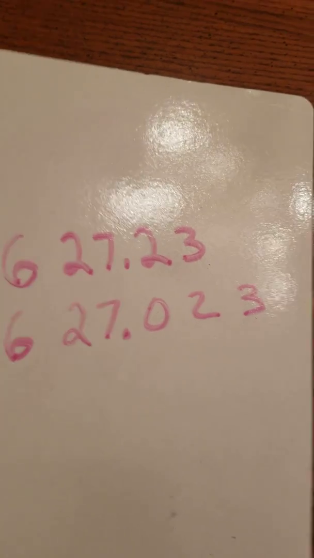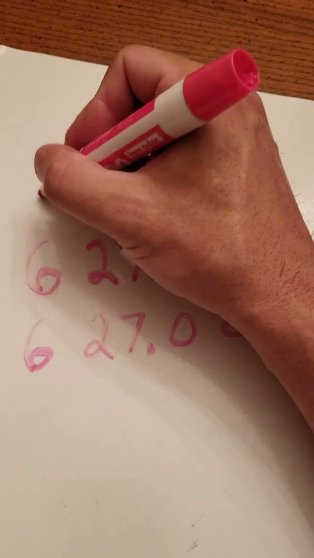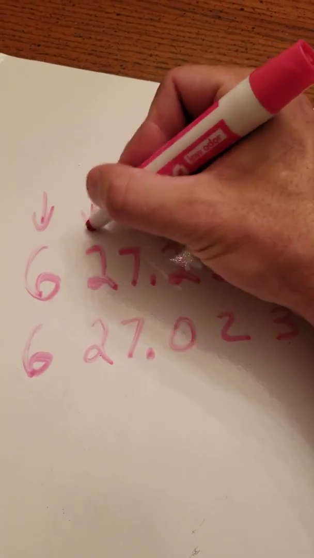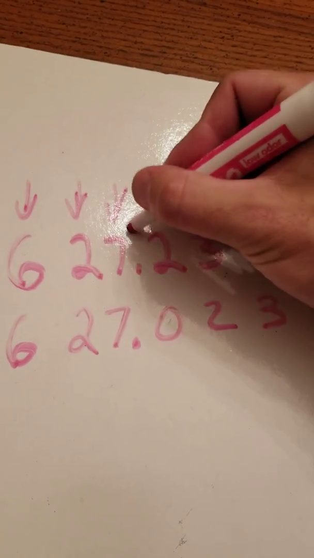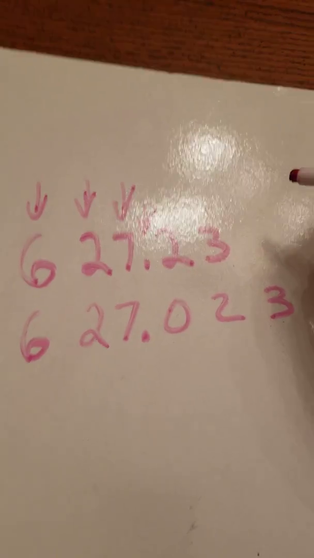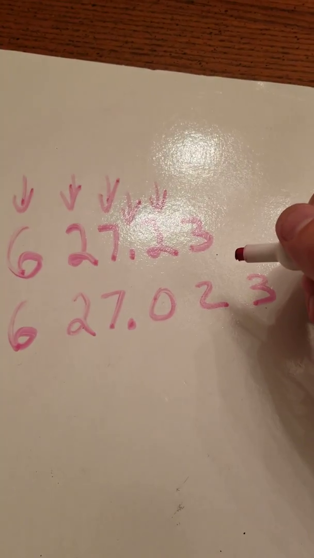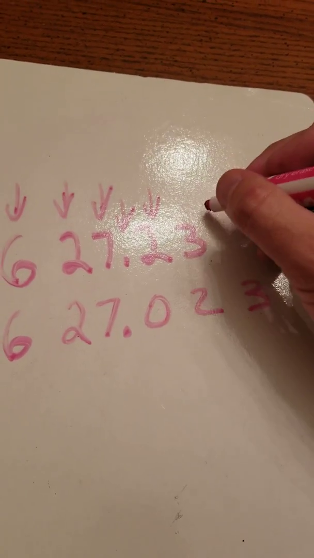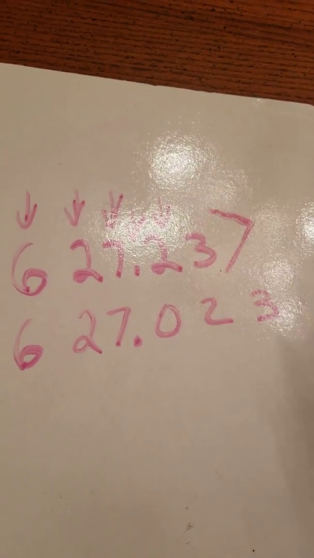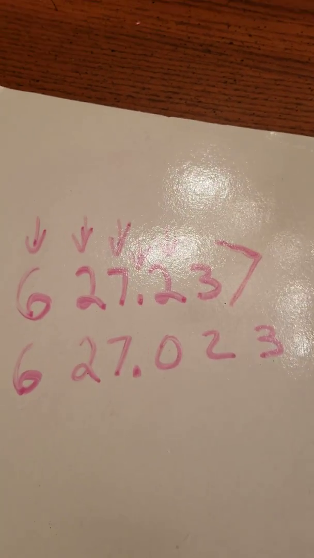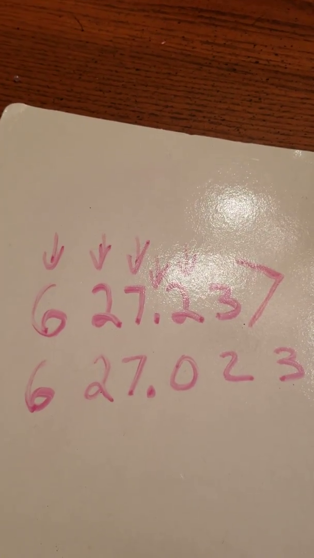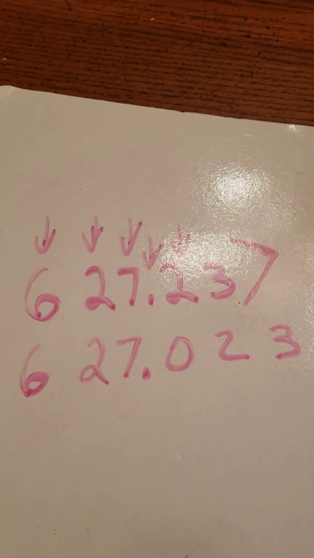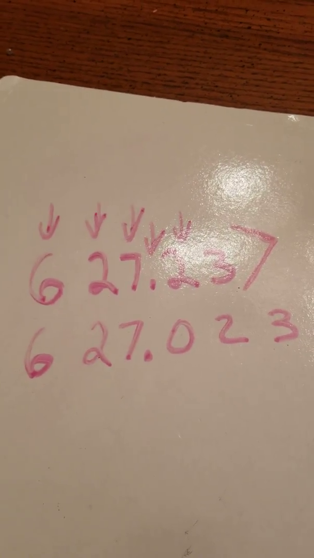Again, I've lined up my decimals. In the first column, the 6's are the same, the 2's are the same, the 7's are the same, the decimal's the same. And then in this column, I have a 2 and a 0, which the 2 is bigger. So the alligator is going to eat 627 and 23 hundredths over 627 and 23 thousandths.